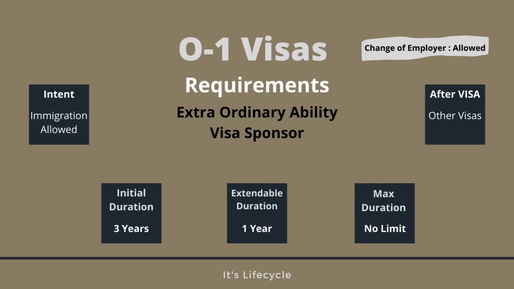Just like H1B, you can come to the US with long-term immigration in mind, and you can also transfer and change to another employer. But you need to get a sponsor for your employment change, and they have to transfer the visa. The initial duration of this visa is 3 years. It can then be extended for periods of 1 year indefinitely. There is no maximum duration of this visa. You can extend whenever you like. You can also apply for green card processing or apply for other visas after this O1 visa.